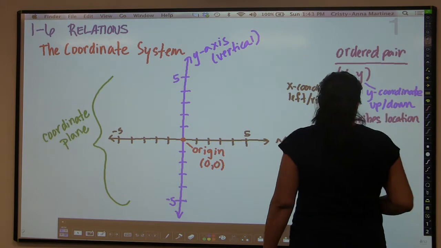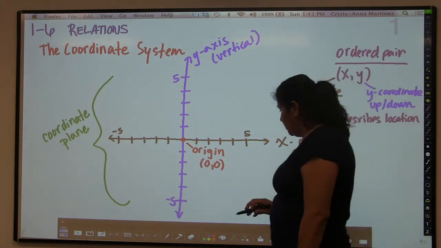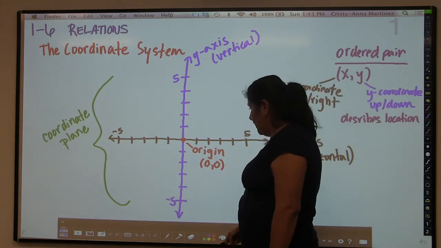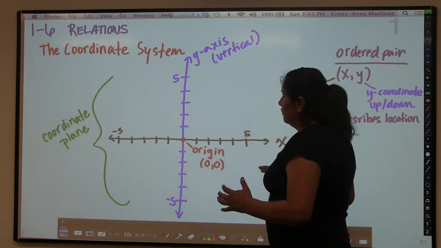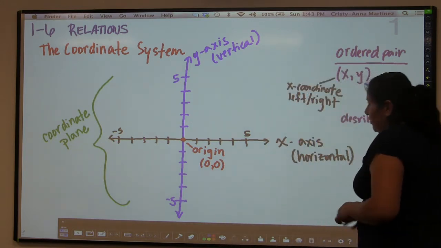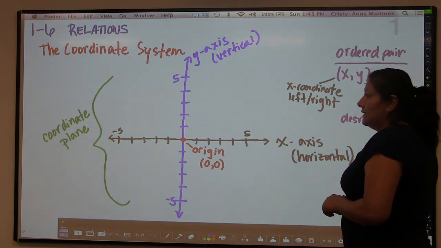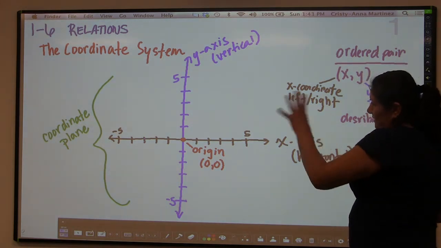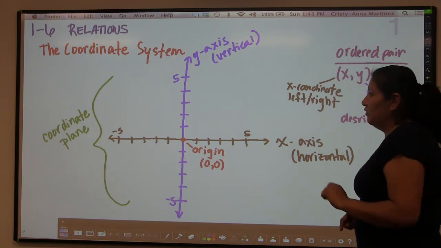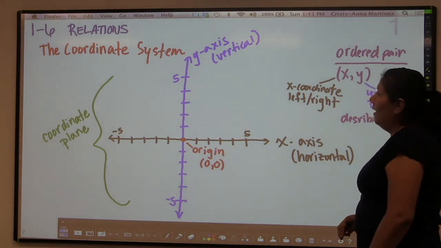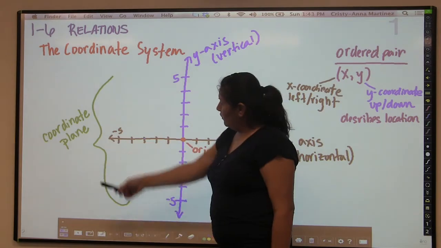Sorry, my words got chopped off there. To do that, we have to make sure that we understand the coordinate system. What you have on the board right now is a diagram of the coordinate system. When we refer to the whole system all at once, we generally call it the coordinate plane, which is what it says over here in the green.